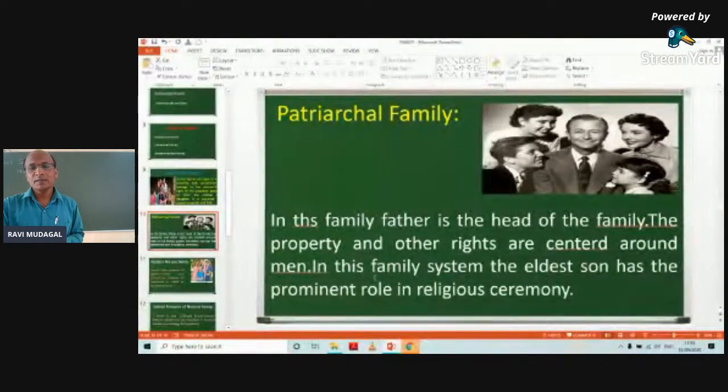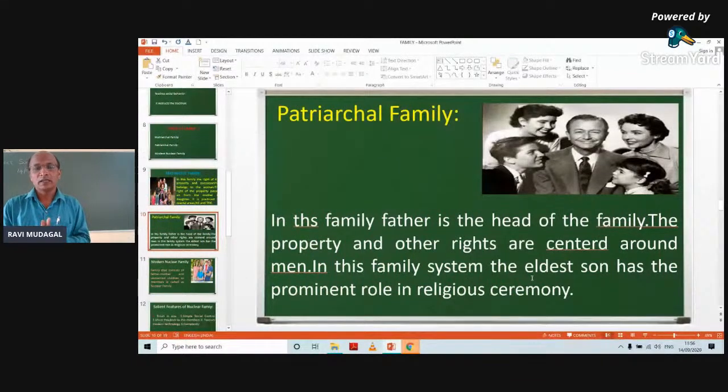In this family system, the eldest son has the prominent role in religious ceremonies. Nowadays in India, we see patriarchal families. In Indian society, we find patriarchal families. Here, the father is the head of the family. When the father passes away, his property passes on to the eldest son and other children. Here in a patriarchal family, the property and all rights are centered around men, but not women.